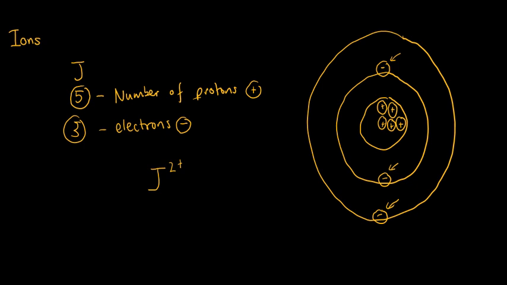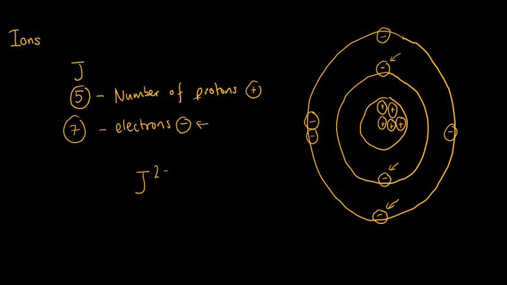So let's have a look at another situation. Let's say, for example, going back to the beginning again, this time this atom gained 2 electrons. So it gained another electron here and maybe another electron here. So now it has 7 electrons and 5 protons. So it has 2 more electrons, so 2 more of the negative subatomic particle than the positive protons. So this is now going to be represented as the letter J, 2 minus.